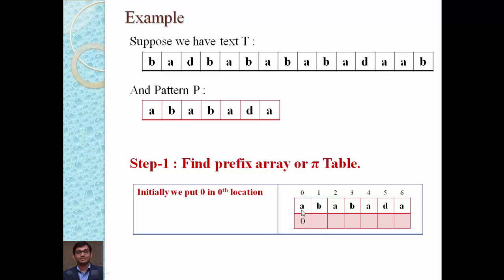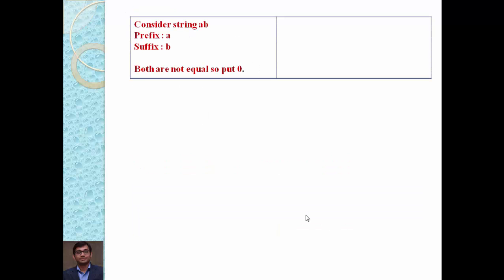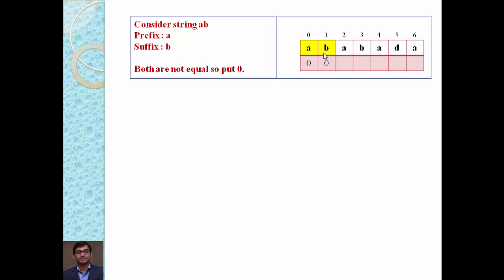Now our next step is we need to consider the first character and second character. So we have a pair of characters, A and B. Find out all the suffix and prefix of this pair A and B. The prefix is A and the suffix is B because we have two characters. The first character is a prefix and the second character is a suffix. Now we need to verify whether this suffix and prefix are equal or not. Whenever they are equal, we need to identify the length. But here both are not equal, so we have to put 0 there.